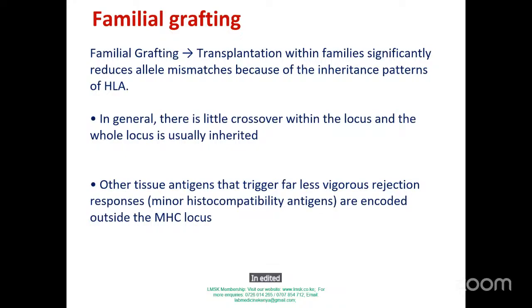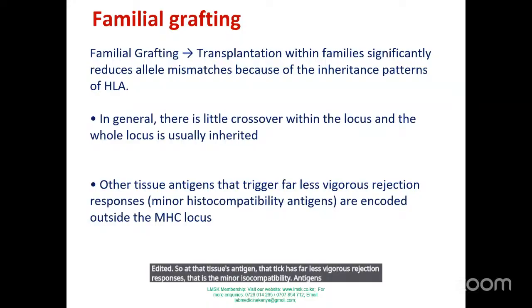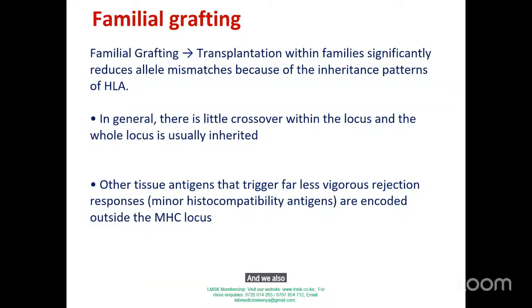Other tissue antigens that trigger far less vigorous rejection responses, the minor histocompatibility antigens, are encoded outside the MHC locus. So for the minor histocompatibility complex, the chances of causing graft rejection are minimal. But where there are so many allelic differences for the minor histocompatibility genes, they can trigger a rejection or an immune response.